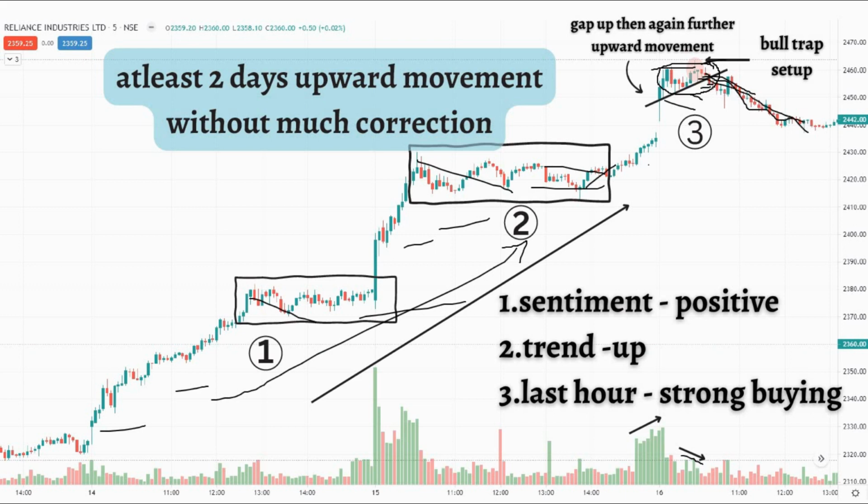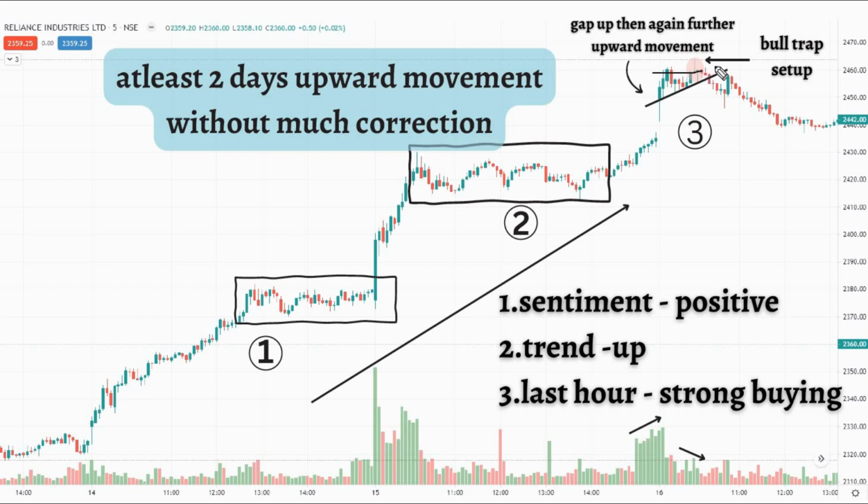And also remember, fresh sellers would enter the markets at these price areas. Why? Because they would also see that prices have moved up aggressively towards the upside without much correction. So fresh sellers would also enter on any structural breakdown, and also the bulls who have bought from here would start booking their profits as soon as they see any negative price action. So this is the main reason behind the working of this setup. Okay, so this is the first example. Now let's look at another example.